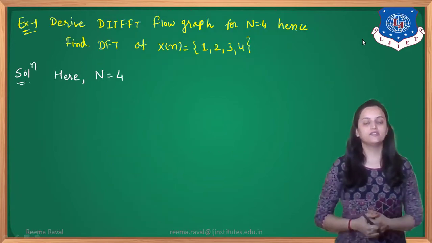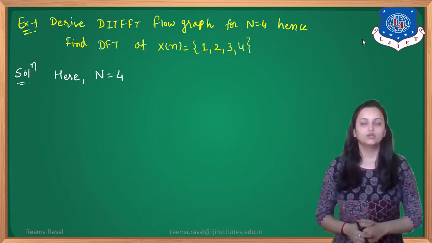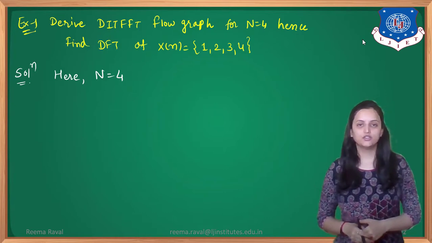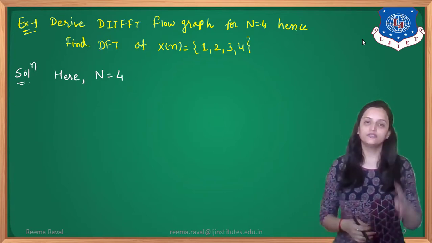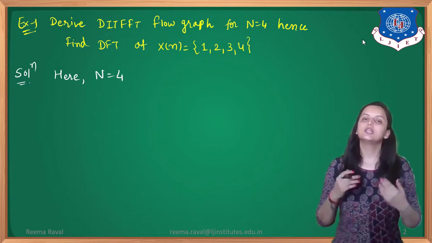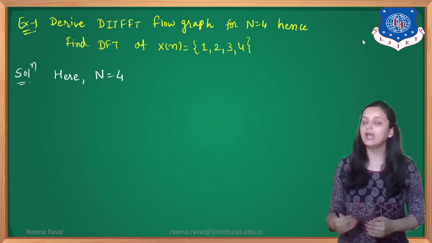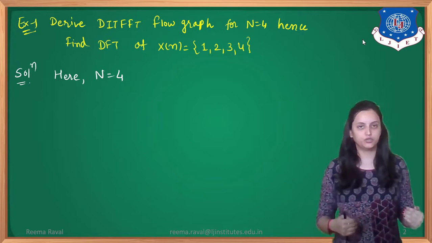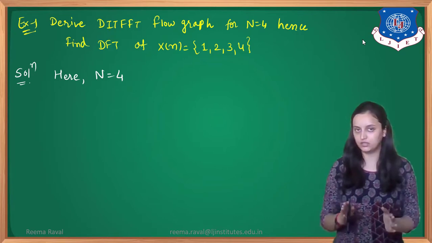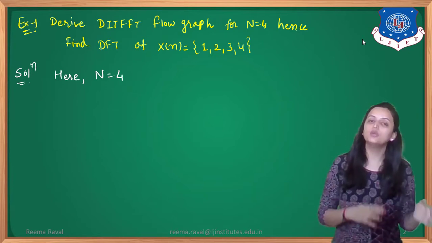So let us consider one example here. The data given to us is to derive the DIT-FFT flow graph for N equals 4, that is for 4-point DFT. Hence find the DFT of x(n) equals 1, 2, 3, 4. Here 4 values are given to us, that is, N equals 4. The structure till now which we have seen was for 8-point DFT. That means on the output side we were getting 8 outputs as we had 8 inputs. But here only 4 inputs are there, so we will get 4 outputs only. The structure will be reduced. That means the butterfly structure which we have seen in the previous session is to be reduced to almost half.